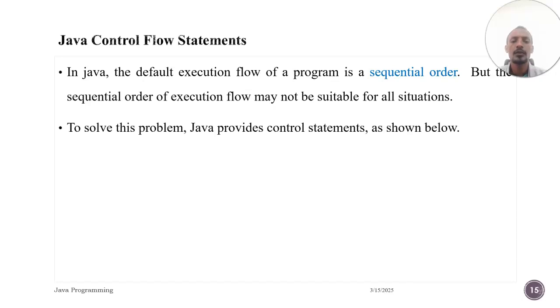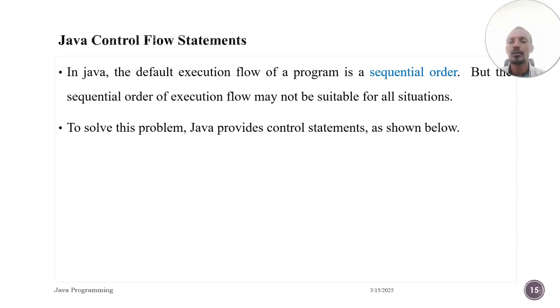In Java, default execution of programs follows sequential order, but sequential order of execution may not be suitable for our situations, for our problems that are going to be written in Java. To solve any problems that exist in the real world, Java provides control statements that are categorized into three.